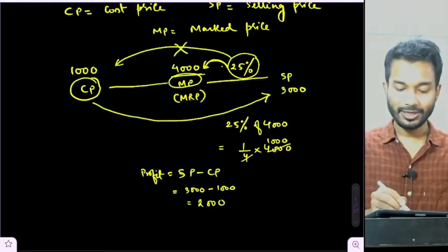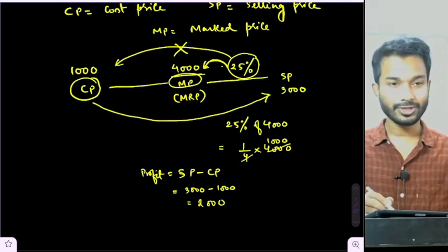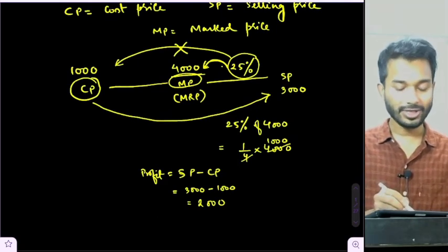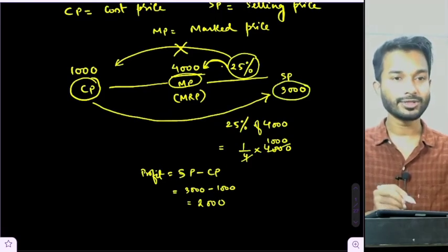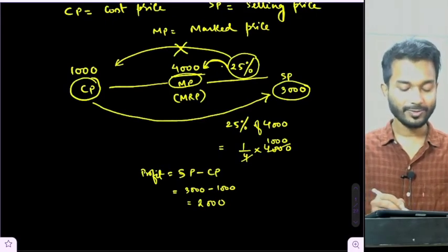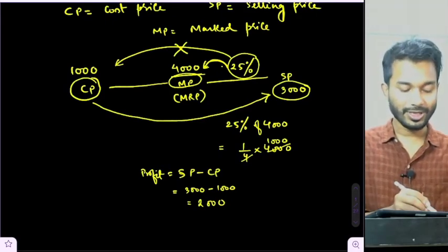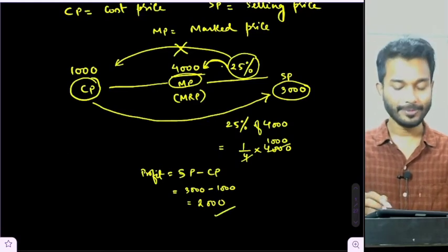Okay. And then he will sell the article. 25% discount means what? 1000 rupees discount. So MRP was 4000. 1000 rupees discount means how much? You will sell the article for ₹3000. Now during this he has made some profit. How much profit? He purchased it for 1000 and he's selling for ₹3000. So profit equal to 2000.